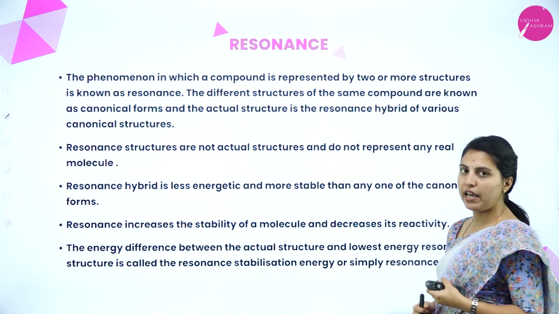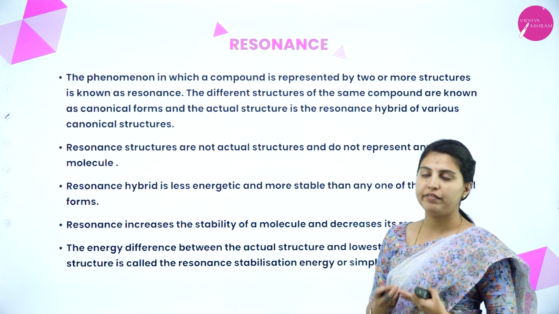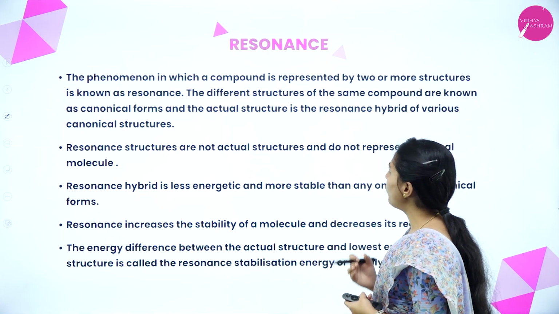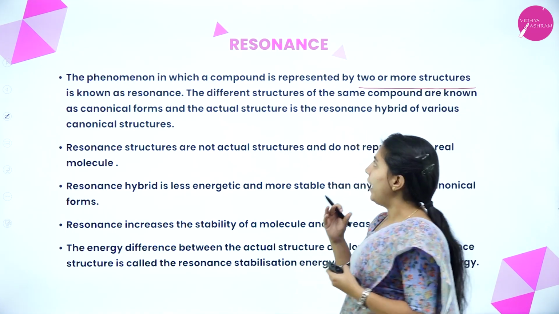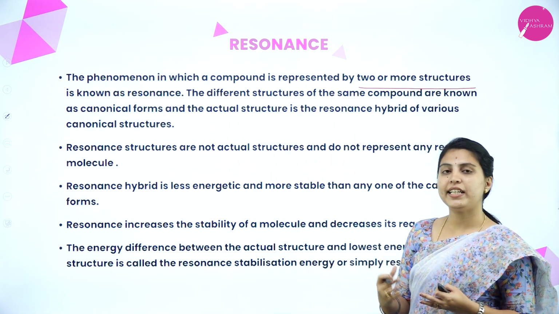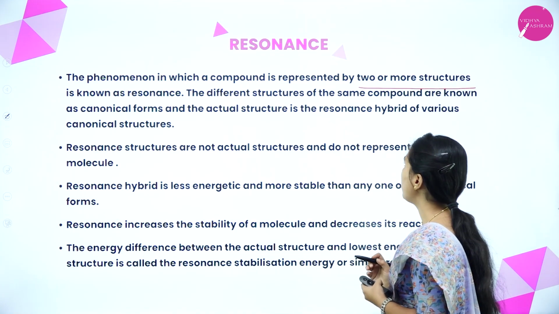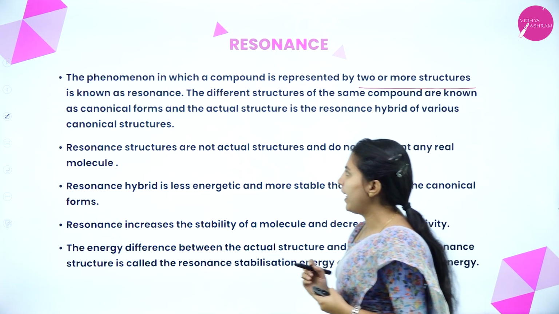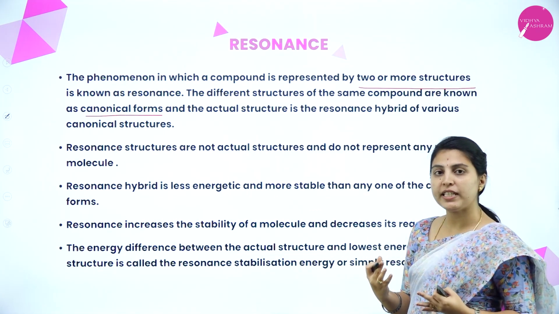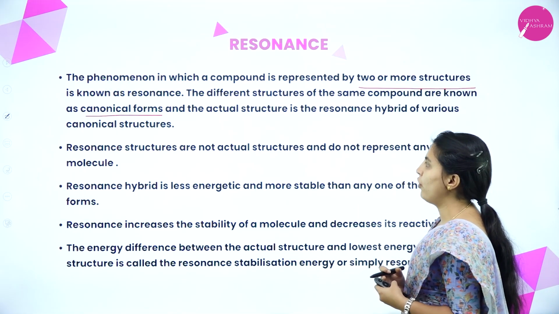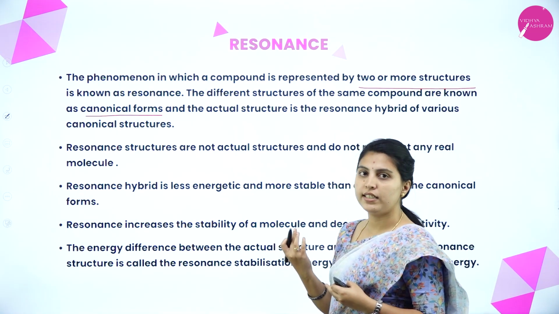Next is the resonance effect. Before the resonance effect, you have to understand what resonance is and why we use it. The phenomenon in which a compound is represented by two or more structures is known as resonance. Whatever the compound, it can be written by two or more methods, and that kind of structures are called resonance. The different structures of the same compound are known as canonical forms. If we write benzene in three forms, the individual forms are called canonical forms, and the actual structure is the resonance hybrid of the various canonical structures.